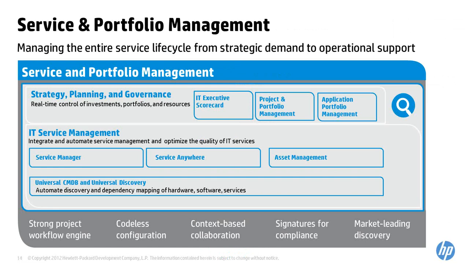So this is a description of service and portfolio management. It's a different view, a bit more detail from the previous slide, where I'm going to the next level beyond the title I put previously, strategy, planning, and governance, which includes primarily project and portfolio management, but application portfolio management is a recent extension, and IT Executive Scorecard is the reporting umbrella that covers all the products. In IT Service Management, we have Service Manager, Asset Manager, and then Service Anywhere. And then lastly, we have the foundation, which is the Universal CMDB and Universal Discovery.